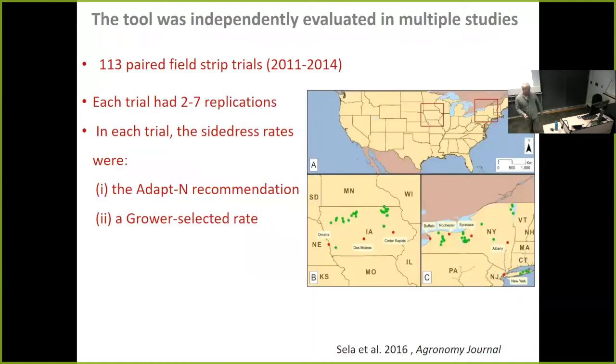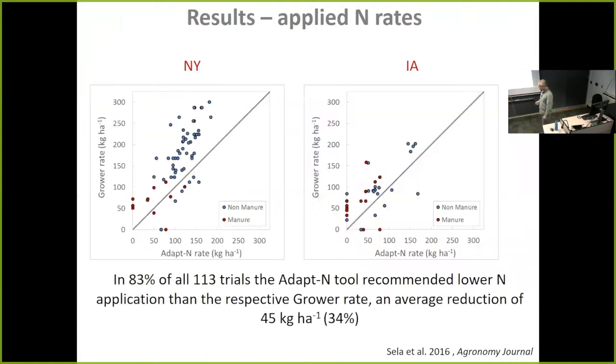The tool was independently validated now in many studies. I will just show a few of them. This is a study that we published 2 years ago in Agronomy Journal. It used strip trial data from 113 trials in New York and in Iowa. And in each trial, we had either a rate recommended by AdaptN using our adaptive approach, or the grower selected rate. And these are the results, just to quickly walk you through.